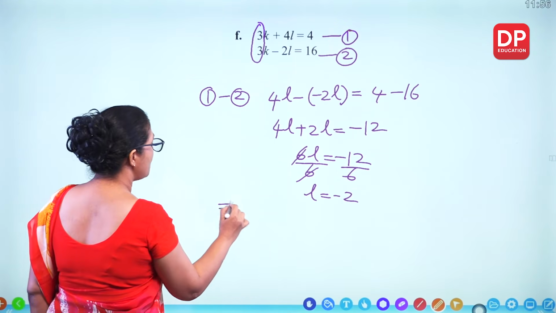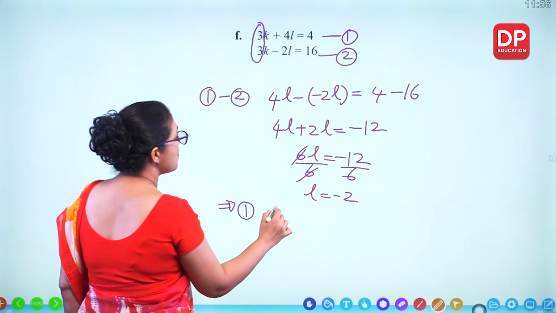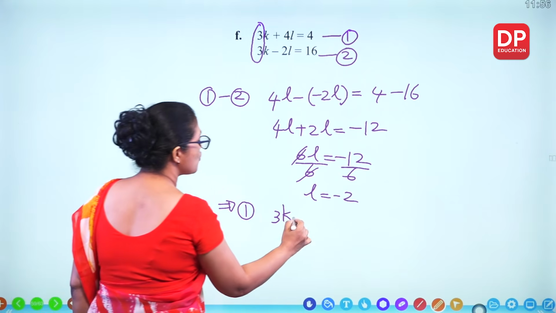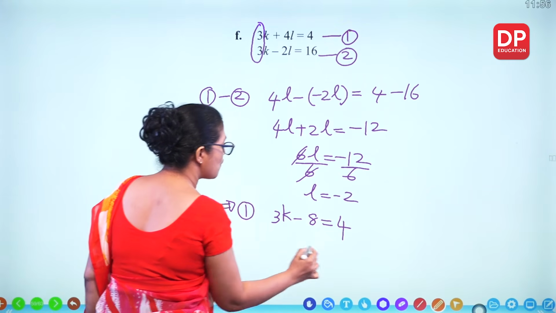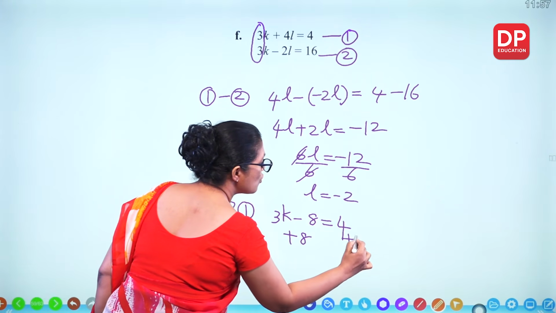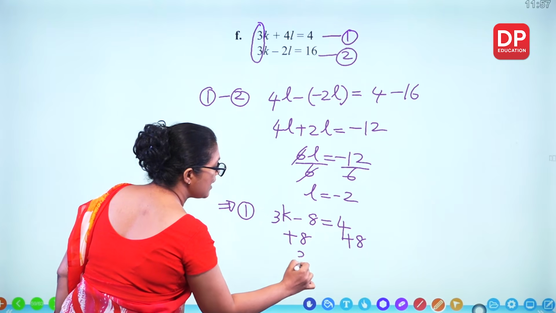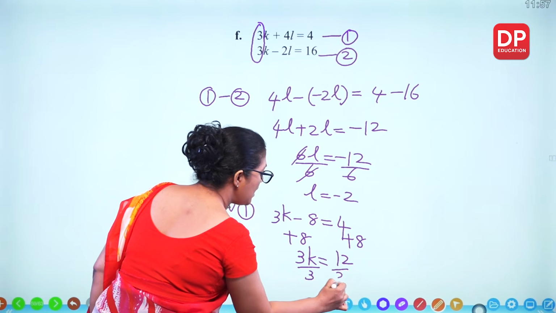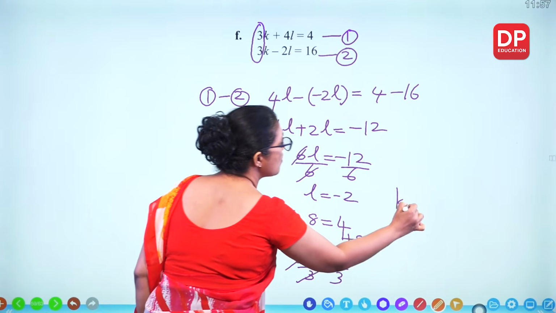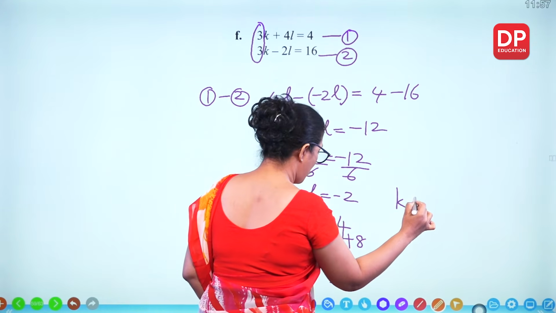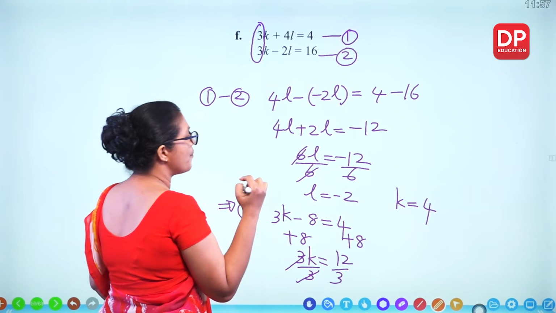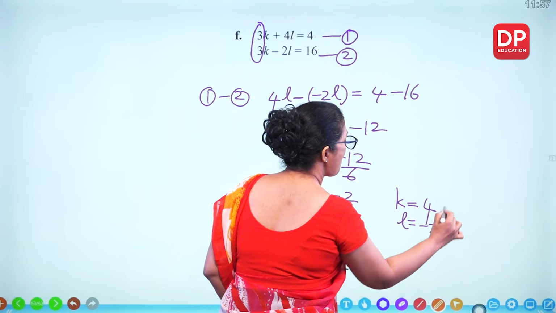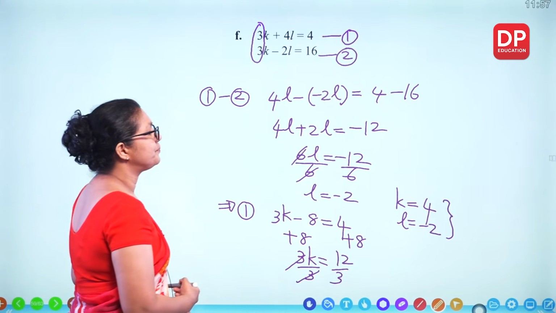Now take one of the equations and substitute: 3k plus 4 times minus 2, that's minus 8, equals 4. Add 8 to both sides, you get 3k equals 12. Divide by 3, that's 4. So k equals 4, L equals minus 2.